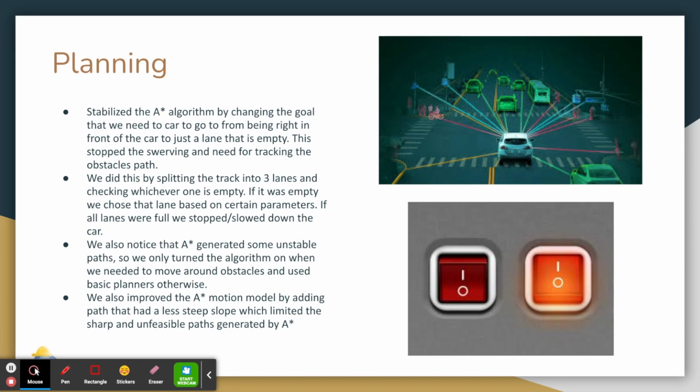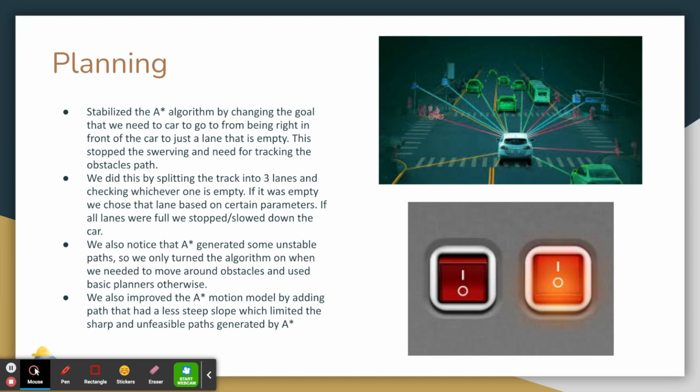When we were implementing our A-star, we noticed that it sometimes generated unstable paths that caused our car to zigzag. So we only used our A-star waypoints when we needed to, and this would be when we detected that there were obstacles in a 50-meter radius.